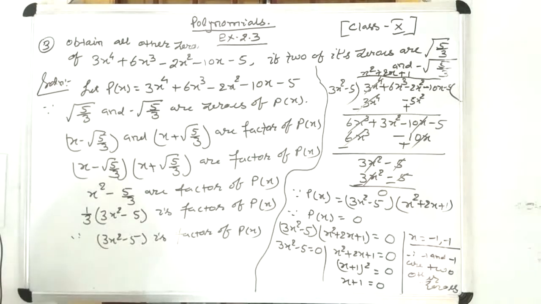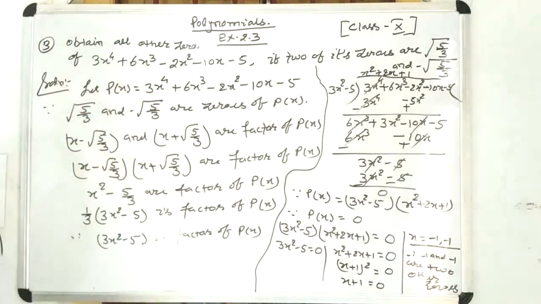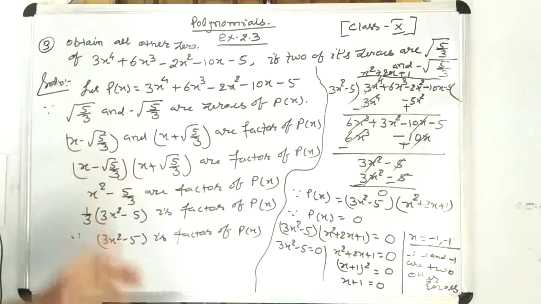Exercise 2.3, question number 3. Yes, -1 and -1 are two zeros. So children, how has this been solved? First, you assume the polynomial as p(x). Let p(x) be a polynomial, and you take the two zeros which are given, √5/3 and -√5/3, as zeros of p(x) given.